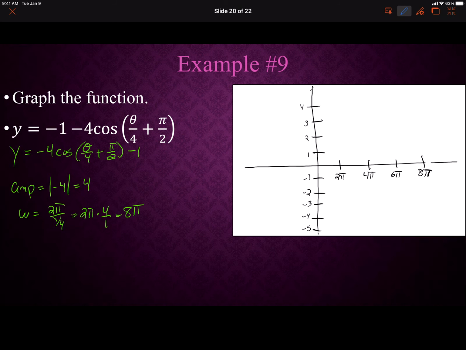So for our graph, cosine starts at A. So since A is -4, it's going to start at -4 for that first point. And then goes from the valley to the mid, to then the peak, back to the mid, back to the valley.